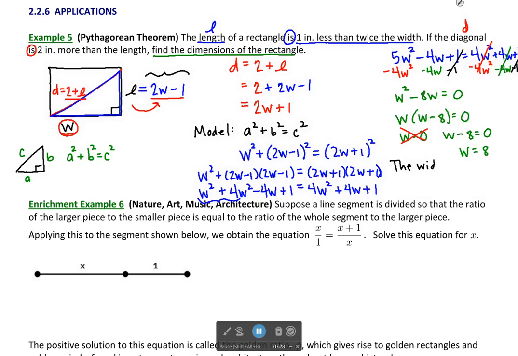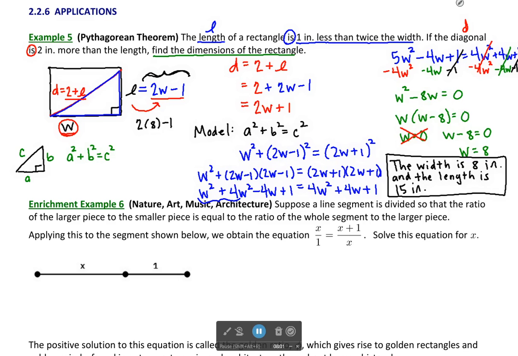The width is 8 inches, and the length, well, to find the length, we can go back to this expression. Length is 2 times w minus 1. If the width is 8, we have 2 times 8 minus 1, or 16 minus 1, which gives us 15 inches for the length.